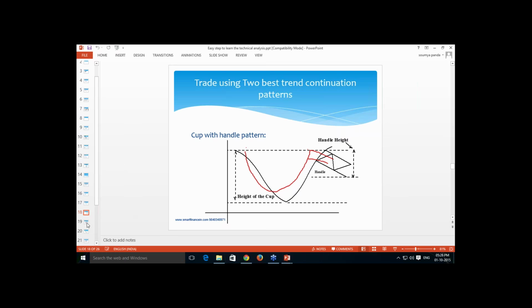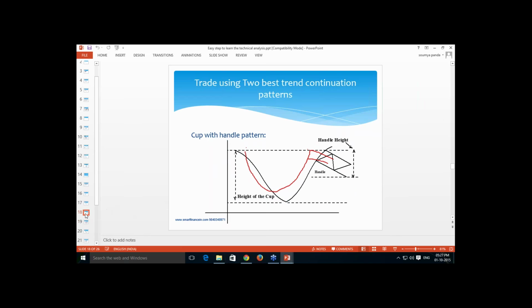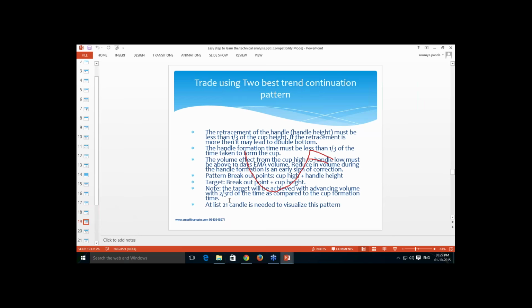And if this pattern is forming, you have to find out the handle height and the cup height, and there is a rule that the retracement should happen in one third of the time. If the cup formation takes 1 hour, then in 20 minutes, the handle should form. The volume is also very important, and the pattern breakout will be cup height plus handle height. Target will be breakout point plus cup height. So this is how we should calculate.